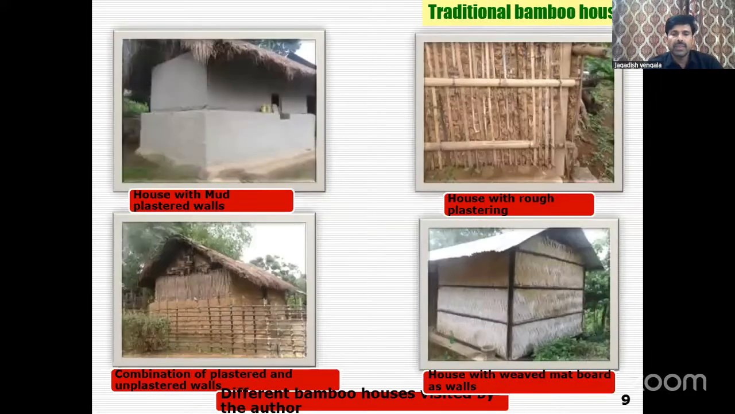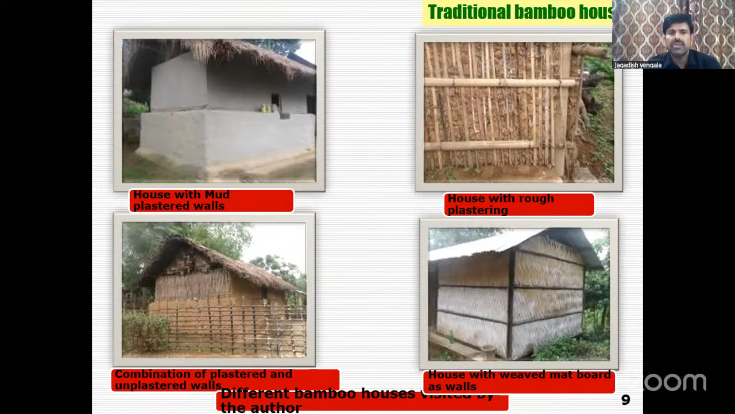So these are the typical houses you can see as a part of my PhD program. I visited all 7 states. We call them the 7 sisters. There are a number of houses you can see. The bamboo split grid is covered using bamboo mud mortar, and in some places these are exposed, rough plastering. Some places are half plastered and half unplastered.